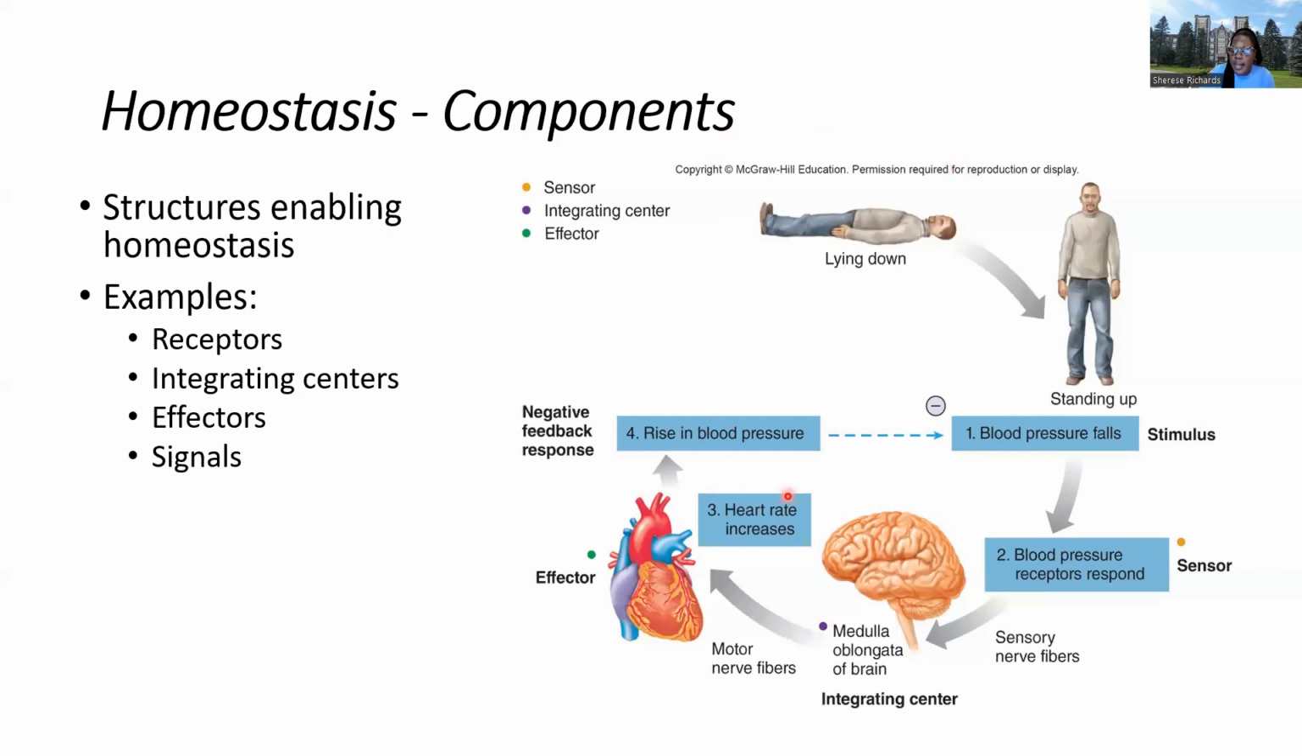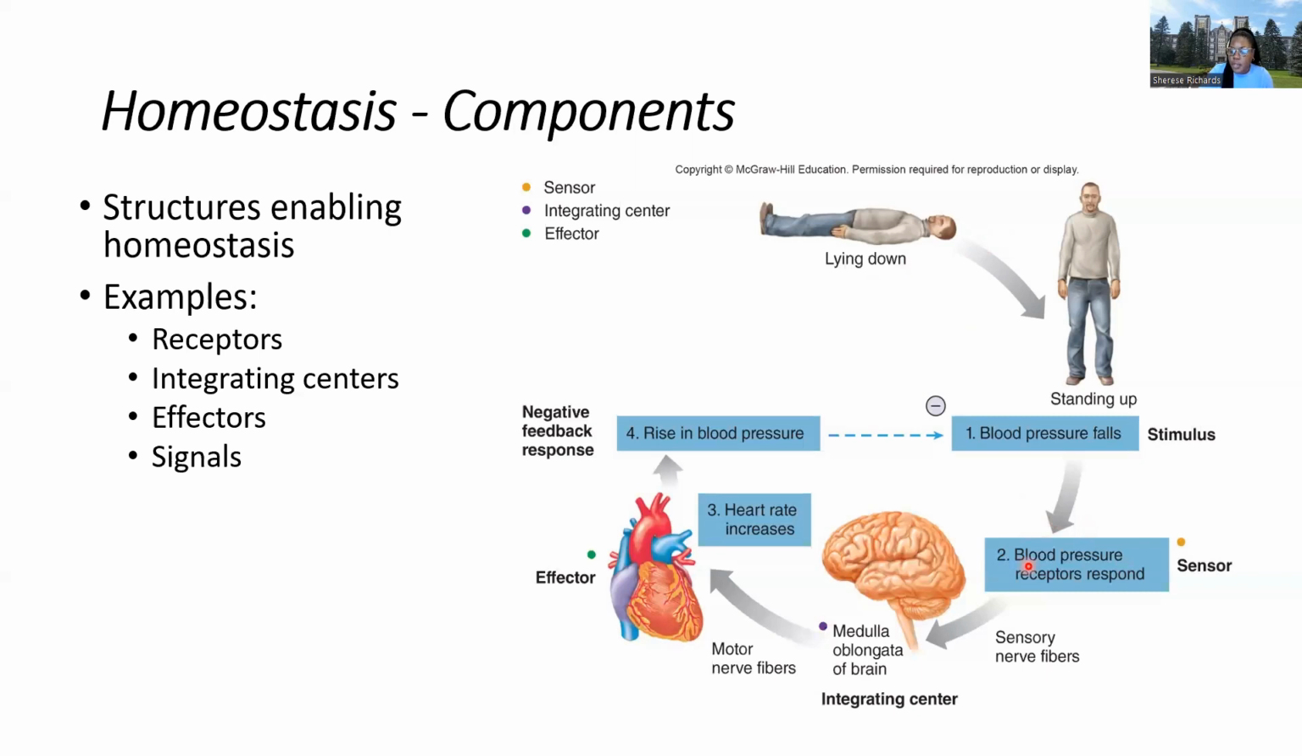Okay, so let's say you were lying down, right? You're lying in the supine position, and then you very quickly stand up, right? What happens in your body is that the blood pressure falls as a result of you quickly standing up. This is a stimulus because this is going to set off a trigger or an error signal. So the drop in your blood pressure is picked up or detected by the receptors.